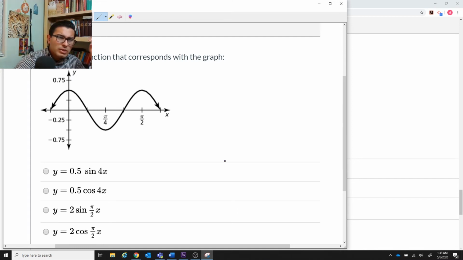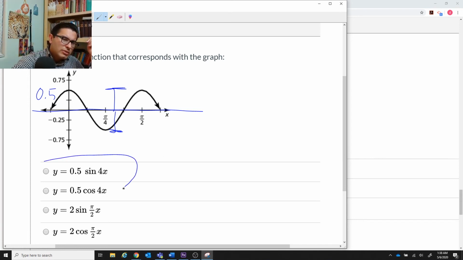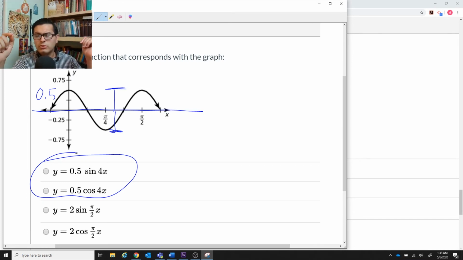Our amplitude, it seems like our midline is right at the x-axis. So the amplitude is going to be how high it comes off of the midline and how low it comes off of the midline as well. And that answer seems to be 0.5. So that is going to be our amplitude. We are already down to 2 answers. We have a 50-50 chance of getting this correct.